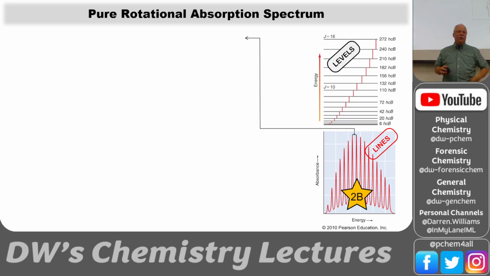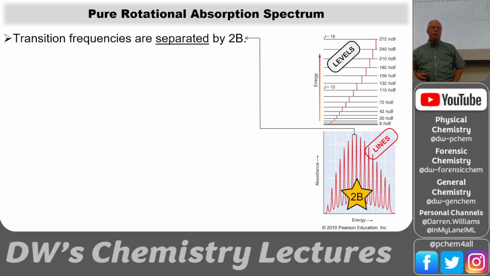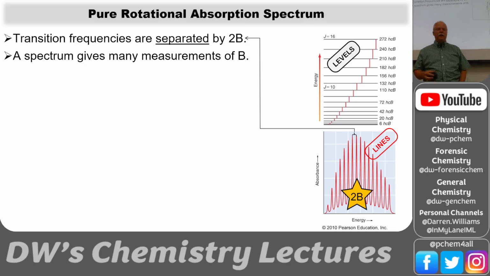Okay. So this pure rotational absorption spectrum, again, whenever we're dealing with a spectrum, the spectral lines are differences in energy levels. And so look how close the energy levels are for rotational motion, lots of thermal excitation in those levels. And so this is why we see lots of hot bands. One of these is the fundamental, the rest are hot bands. And so these transition frequencies are separated by 2 times the rotational constant. And so the spectrum gives a lot of measurements of B, right?